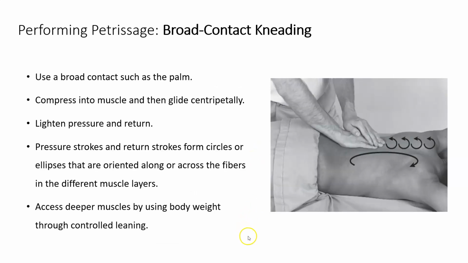The next is broad contact kneading. So you use a broad contact such as the palm. You compress into the muscle and glide centripetally. So you can see how the hand is moving up and out. You lighten the pressure and return. So the push is in, up, relax, and slide back.